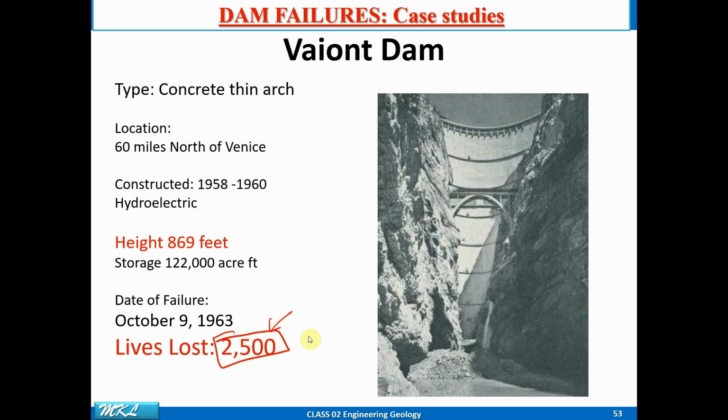If it happens in India, then assume that around 1 lakh people would have died. If this type of thing happened in India, because the population density is so high, there could be a chance that it can go up to 1 lakh. In Italy the population density is very low. At that time it was okay. 2,500 people died there, but in India 1 lakh people would have died.